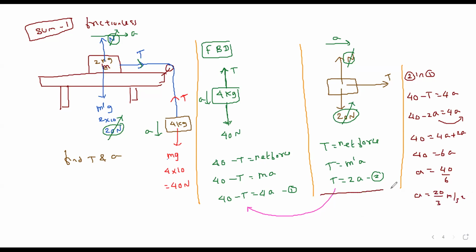Then you need to find tension. For tension, I can use this formula. T is equal to 2A. So 2 into what is A? 20 by 3. The answer is 40 by 3 Newton. So tension is 40 by 3 Newton. Acceleration is 20 by 3 meter per second square. Clear?